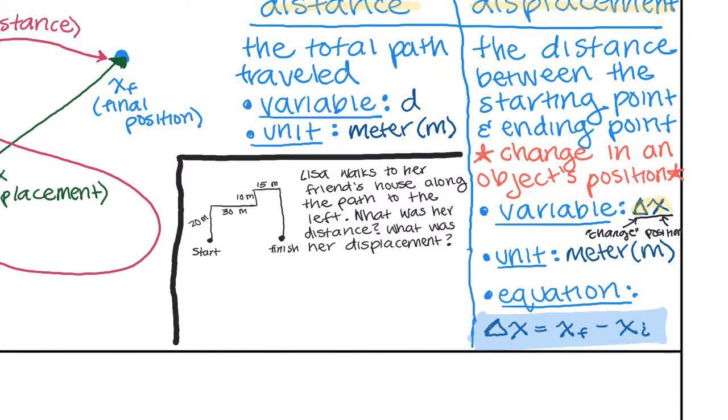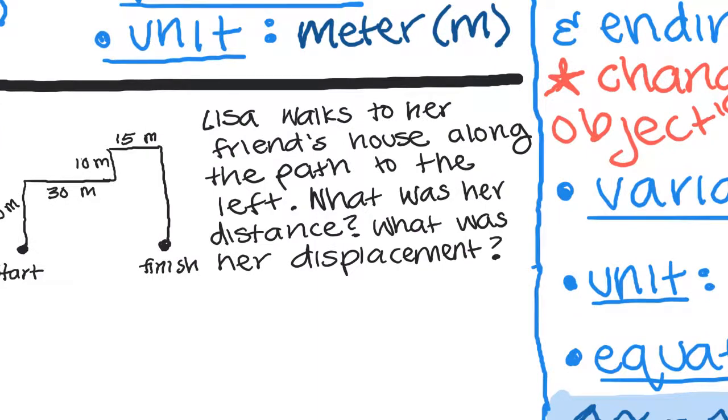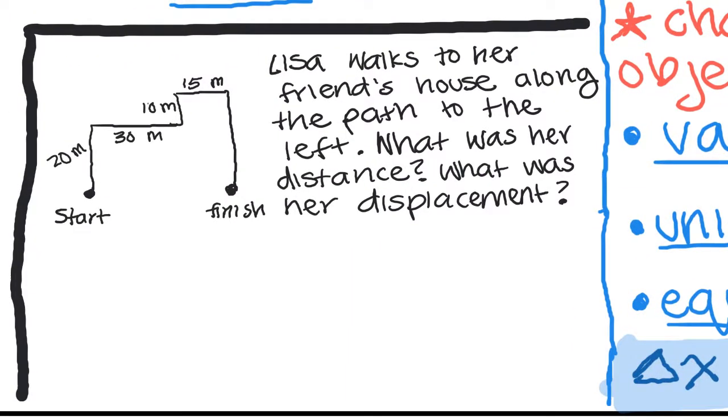So let's do an example problem, because I feel like this is going to be a lot more clear once we work out an example in these notes here. I'm going to zoom in right here. Here's our example. Lisa walks to her friend's house along the path to the left. What was her distance? What was her displacement? The first thing we need to do when solving physics word problems is draw a picture. Thankfully, we already have a picture drawn for us.